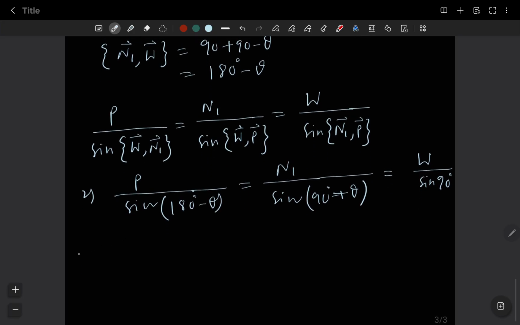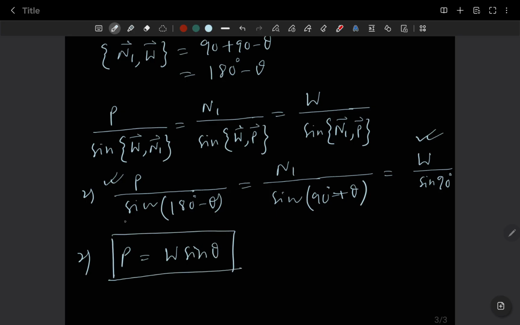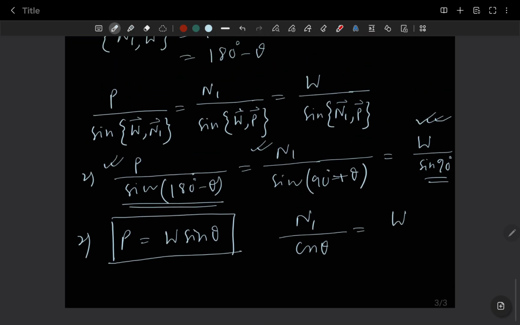So we get, equate the first and third. Sine 90 is 1, sine 180 minus theta is sine theta. So P will be W sine theta. This is sine theta, sine 180 minus theta, and this is sine 90 is 1. Okay. Now equate 2 and 3. What you will get? N1 by sine 90 plus theta is cos theta, and this is W. So N1 is W cos theta.